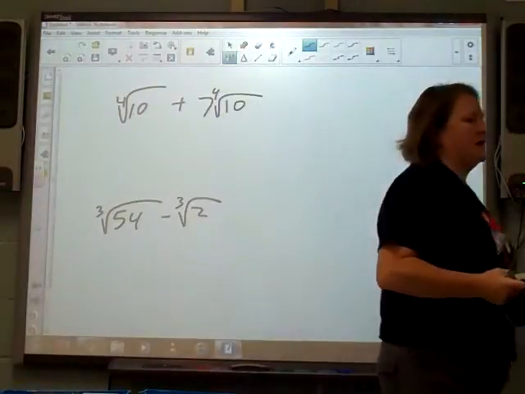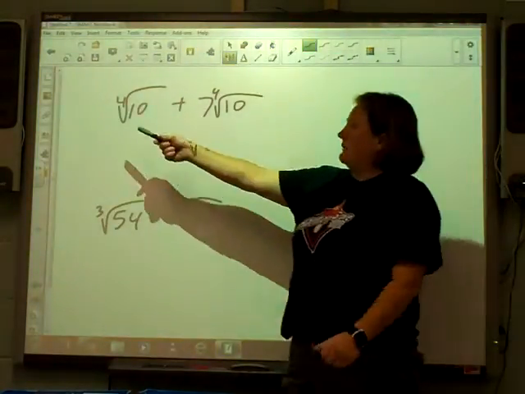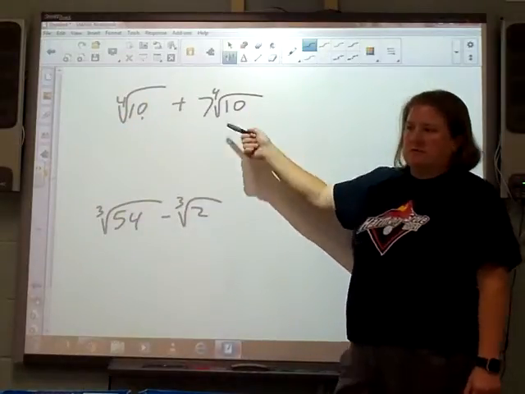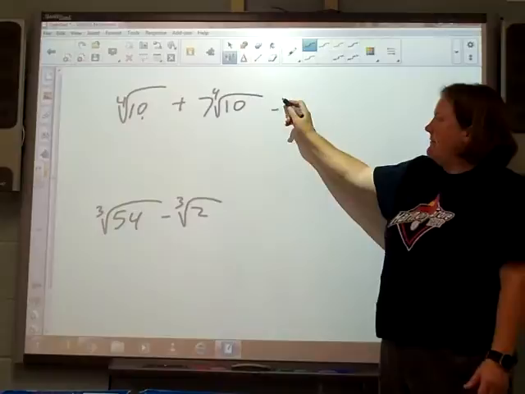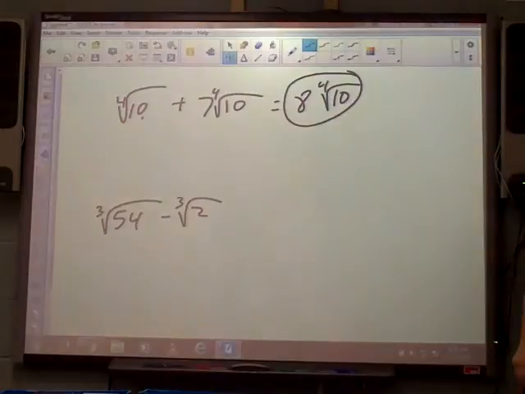Okay, first one says the 4th root of 10 plus 7 4th roots of 10. That's just like terms. When your radical and your root are exactly the same, and it says add, you can add. Remember, there's an understood 1 out in front of this radical. So I have 1 of those things plus 7 of those things, which means I have 8 of those things. That's the answer.